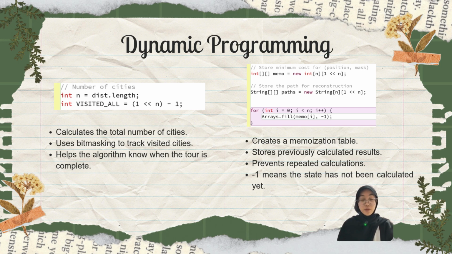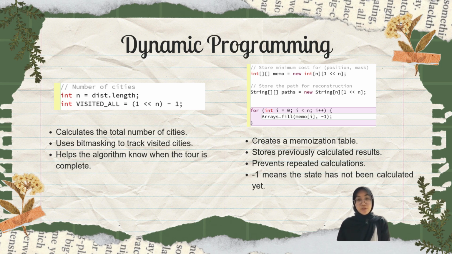Hello everyone, my name is Farah. Today I will explain how dynamic programming is used to solve the TSP. For the first part of the code, we calculate the total number of cities and create a variable called visited all. This variable uses a bitmask to track which cities have been visited. When all cities have been visited, the algorithm knows that the tour is complete.